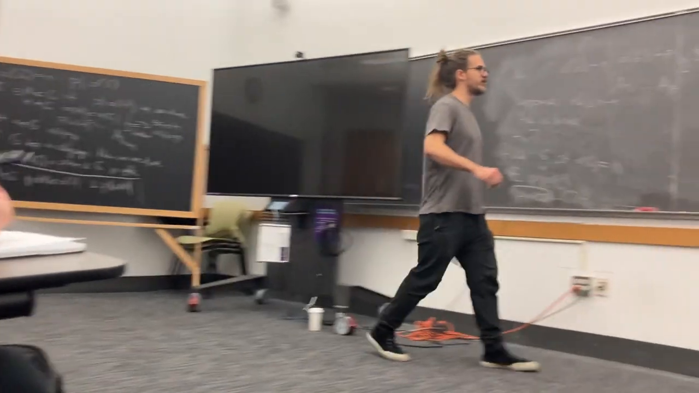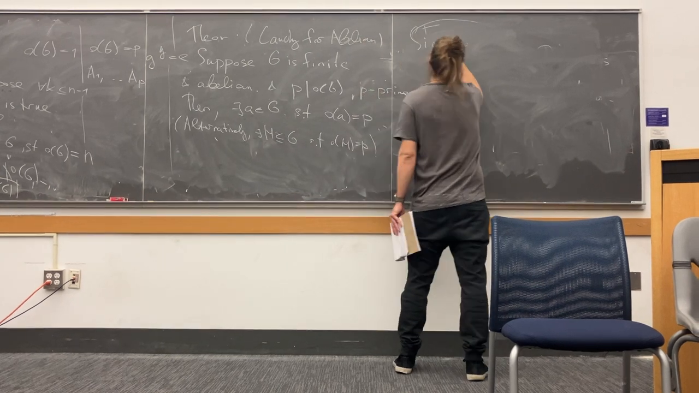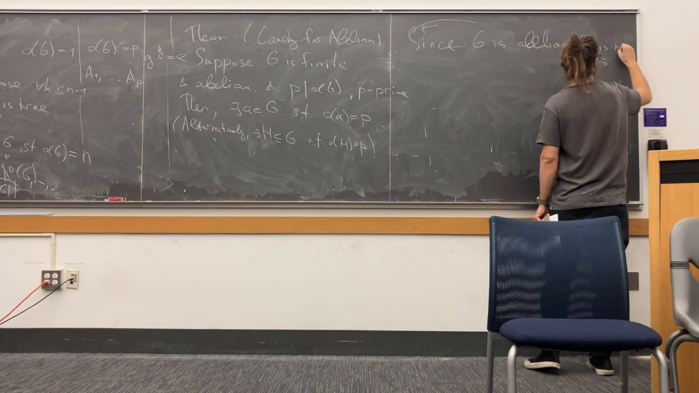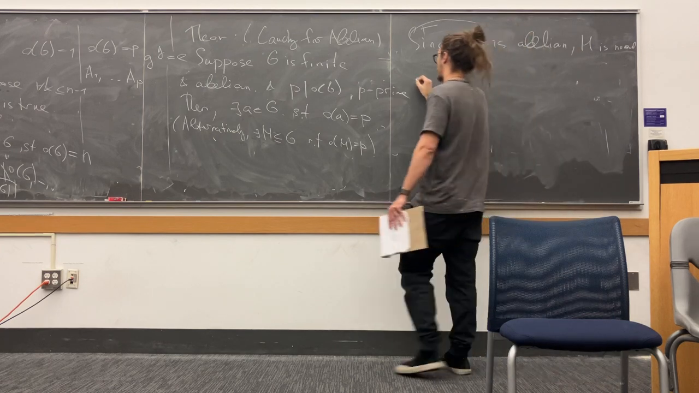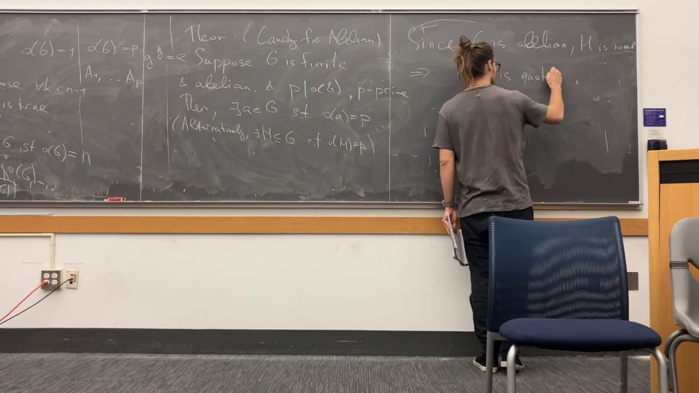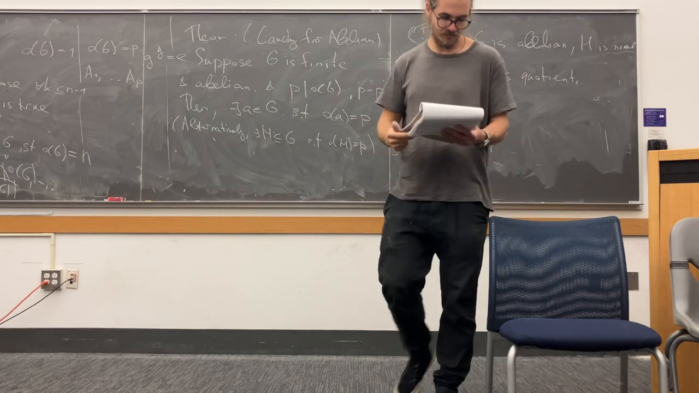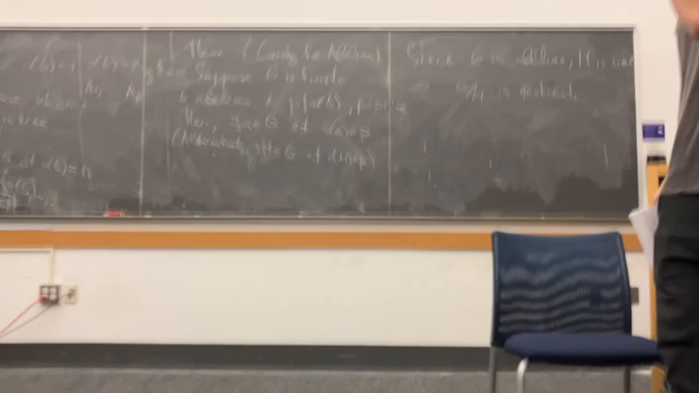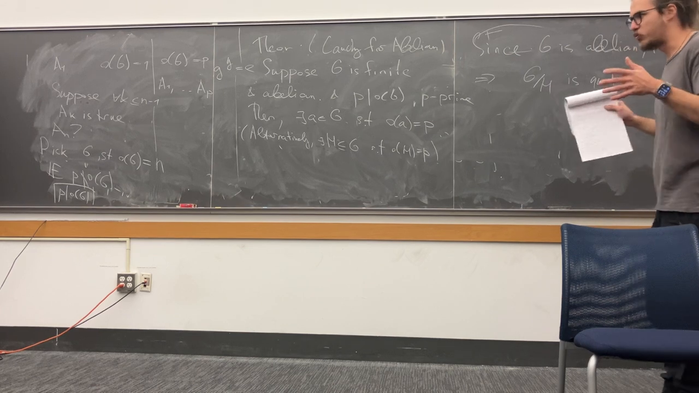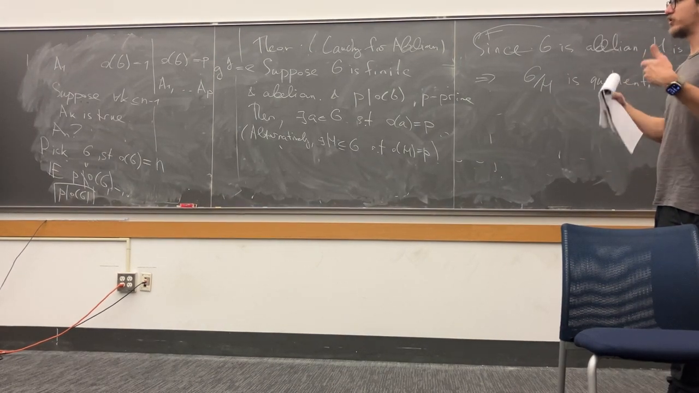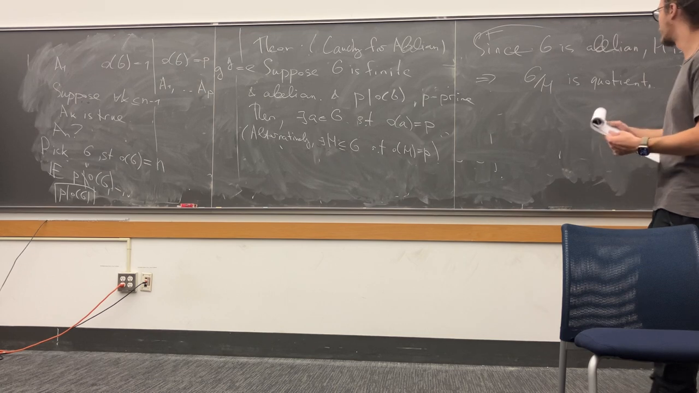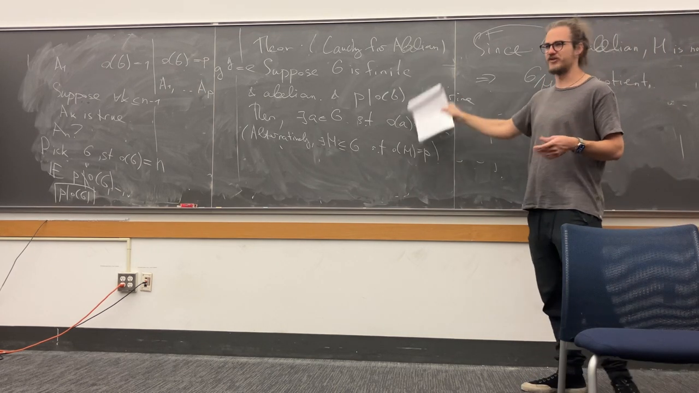But we know that since G is abelian, H is normal. So in particular, we can form a quotient group, G over H. And why do you think I want to form a quotient group? Then I can use my induction. That's the basis of why induction arguments have such a nice connection to quotient groups. As soon as you're able to form a quotient, you can assume that this result holds for the quotient.